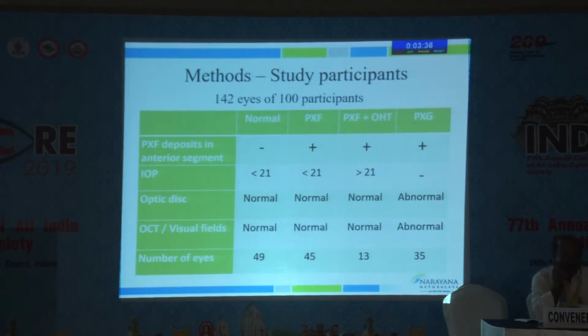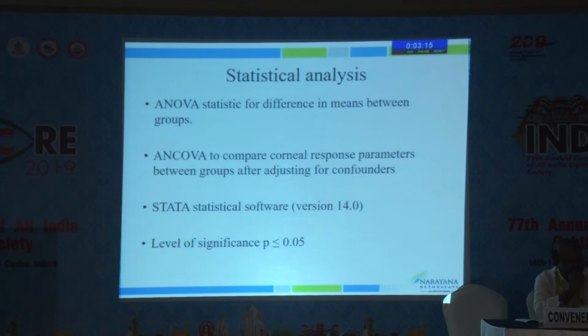Normals were those with IOP less than 21 with normal disc and field. The pseudoexfoliation syndrome group was similar to the normals with the addition of pseudoexfoliation deposits in the anterior segment. The next group was pseudoexfoliation eyes which had a higher IOP but normal disc and field, and they were classified as PXF with ocular hypertension. And last was the frank PXG, which had abnormal disc and field. We used the ANOVA statistic for differentiating the means between the groups, and an ANCOVA for adjusting for the confounders.